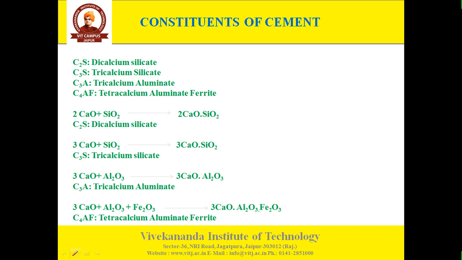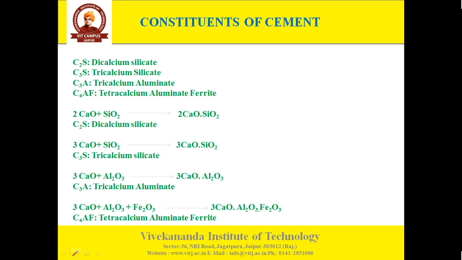Again I am repeating, four constituents of cement: C2S, C3S, C3A, C4AF. C2S stands for dicalcium silicate. C means calcium oxide. And C3S is tricalcium silicate, C3A is tricalcium aluminate, C4AF is tetracalcium aluminoferrite.